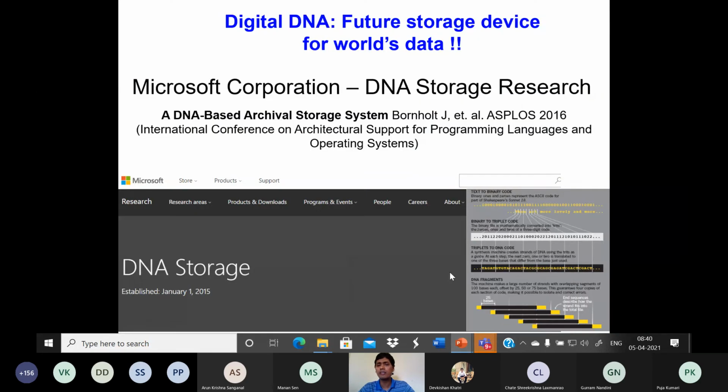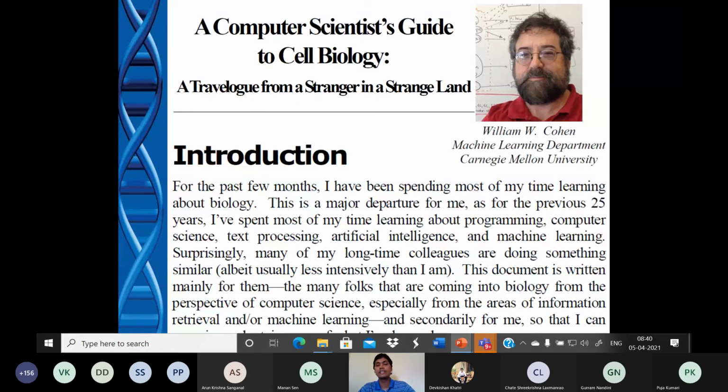So here, this is the last slide. One interesting fact I would like to discuss. His name is William Cohen. He is still at Carnegie Mellon University, in the machine learning department. For almost 25 to 30 years he taught machine learning and mostly artificial intelligence. But he observed that many of his peers and colleagues started learning biology. They are trying to contribute in biology.